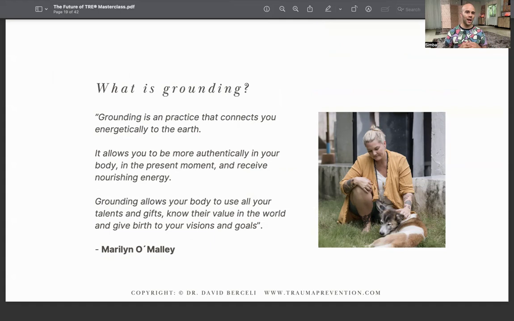When I look at grounding, I like this quote from Marilyn O'Malley. It is a practice that connects us energetically to the earth. It allows us to be more authentically in our body, in the present moment, and receive nourishing energy. Grounding allows your body to use all of your talents and gifts, know their value in the world, and give birth to your visions and goals. So it really allows you to have the foundation to do whatever you want to do.